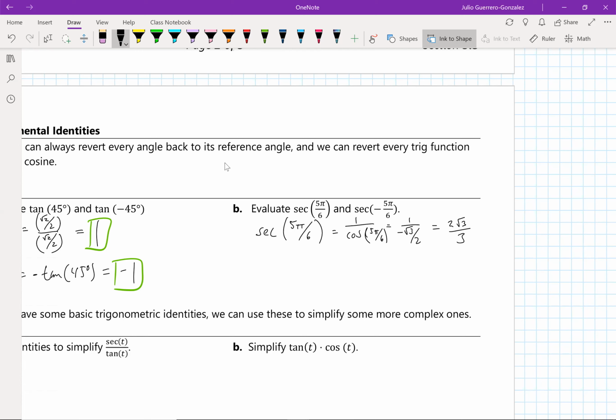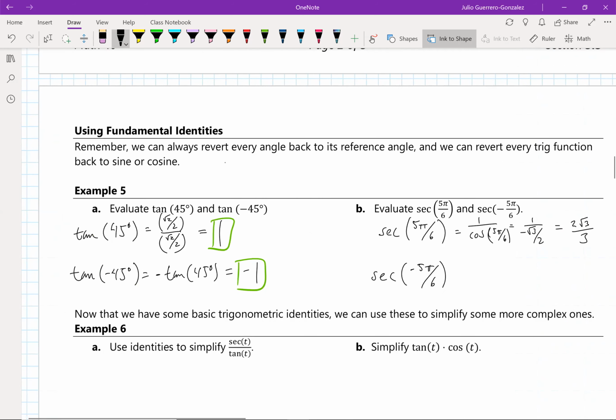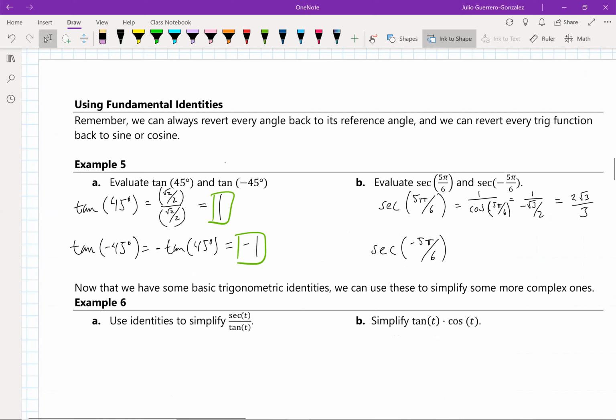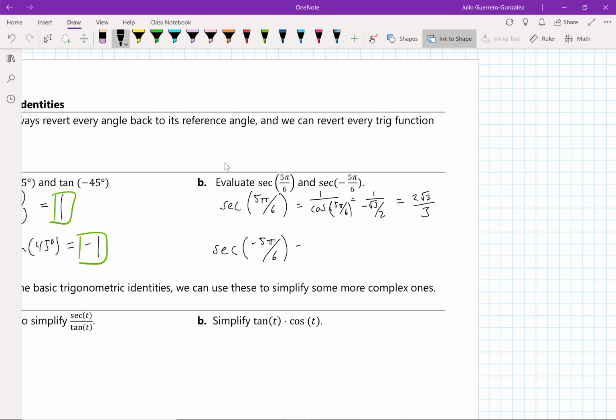Okay, now secant of negative 5 pi over 6. We know that secant is even from up here, so that means we don't care about the negative that's in there. This is the same thing as secant of 5 pi over 6. We found that out already. 2 root 3 over 3. Oh, negative. Negative.